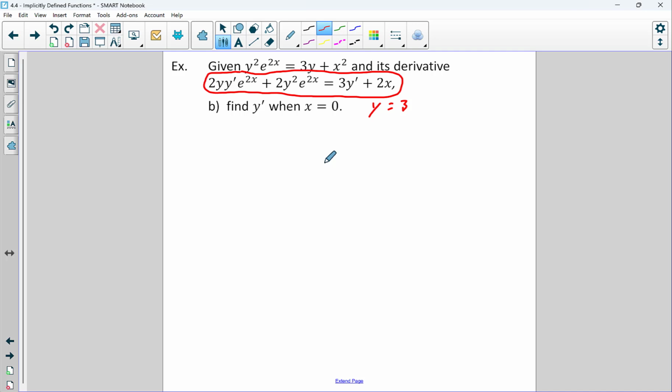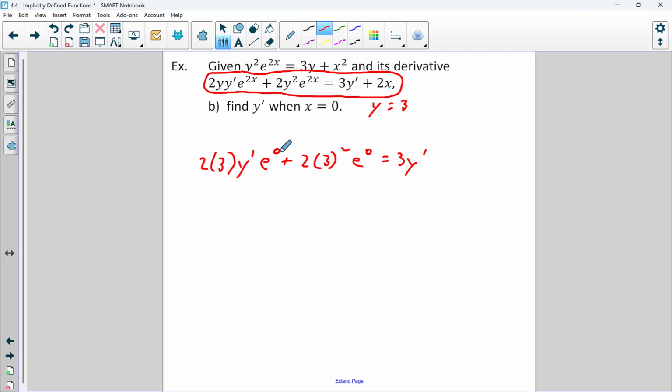Let's go through the problem again. This time, when x equals 0, we had another solution where y equals 3. So let's plug in 0 for x, 3 for y, and solve for y prime. This one's going to be a little bit more challenging because we actually have to do something. All right, plugging in 0 for x, that's going to be e to the 0 plus 2 times 3 squared, e to the 0 equals 3y prime, and then 2x, that's just going to be 0.